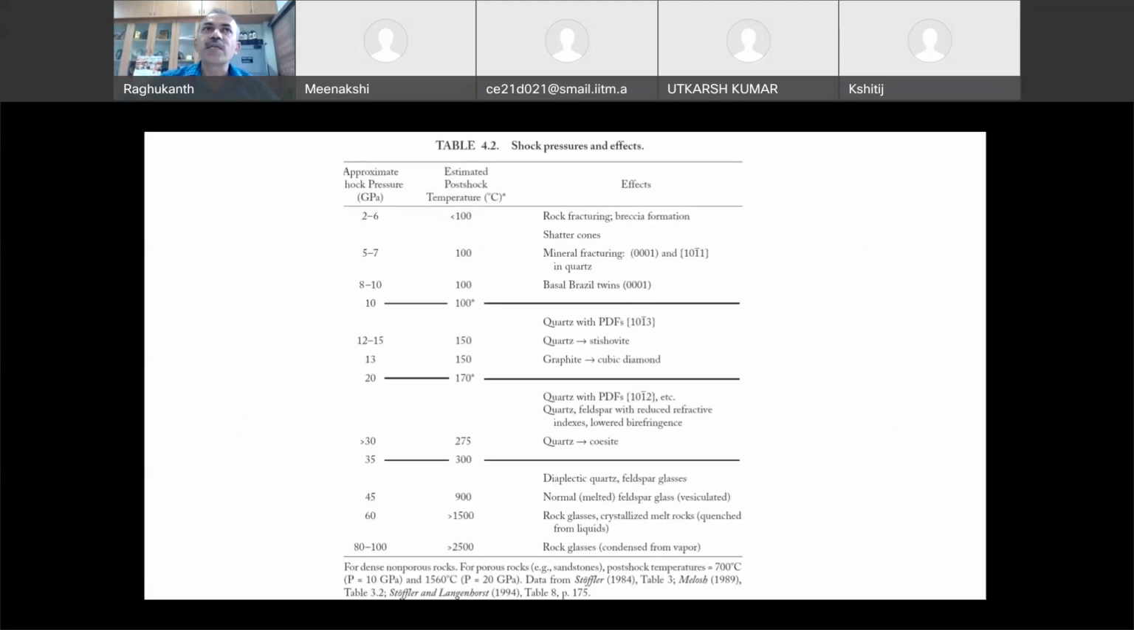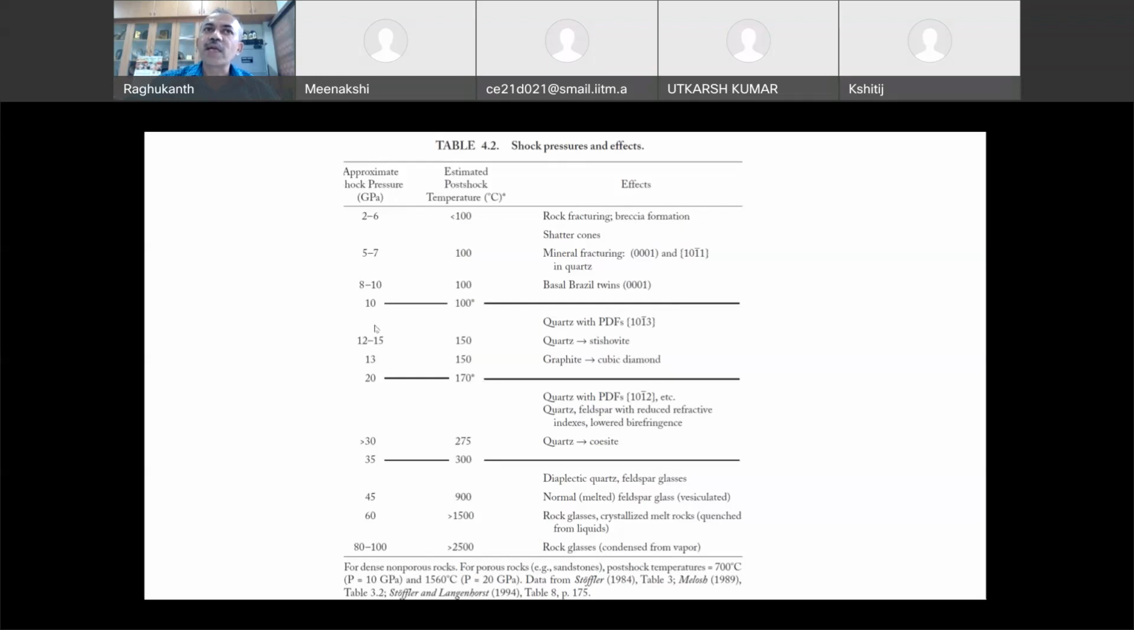So this is what it says. Now for the approximate pressure and the estimated temperature and pressure, what happens basically? If you see ordinary non-porous rocks, when the pressure is 2 to 6 gigapascals and the temperature is less than 100, you will see rock fractures, and this fracturing is breccia formation. Shatter cones will form, and as the pressure increases, with temperature remaining constant, you will see mineral fracturing, basal twins. These types of features you can observe in the field itself.